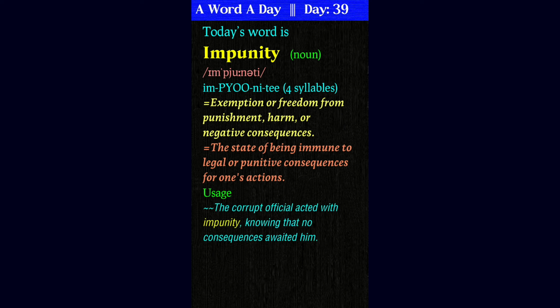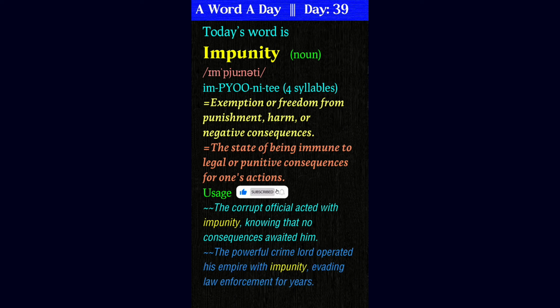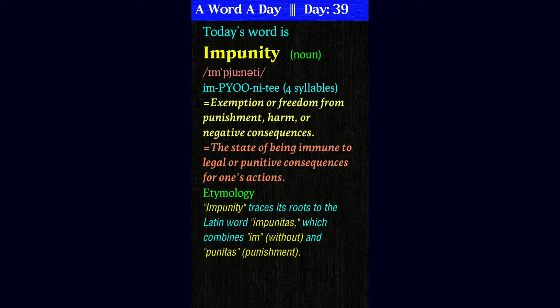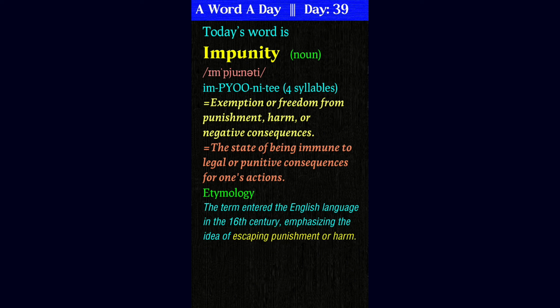Usage. The corrupt official acted with impunity, knowing that no consequences awaited him. The powerful crime lord operated his empire with impunity, evading law enforcement for years. Etymology. Impunity traces its roots to the Latin word impunitas, which combines im, without, and punitas, punishment. The term entered the English language in the 16th century, emphasizing the idea of escaping punishment or harm.